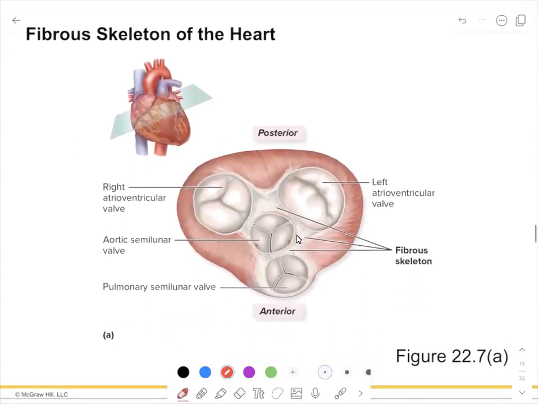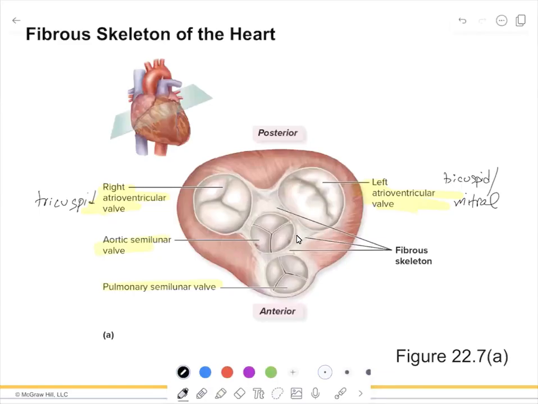This is showing the fibrous skeleton of the heart, and in particular, it is showing you the valves. So we first want to orient our view. We can see the anterior view here, the posterior view here. And so you can see the right atrioventricular valve and the left atrioventricular valve. Remember, the right atrioventricular valve is the tricuspid valve. The left atrioventricular valve is the bicuspid valve, or it's also the mitral valve. The two semilunar valves are the aortic semilunar valve and the pulmonary semilunar valve. And so remember where blood is leaving and going to in both of these situations.